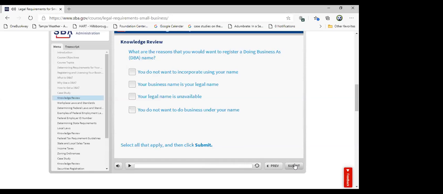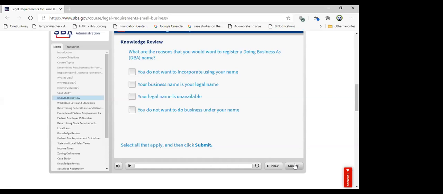Okay, which do y'all think is right? Do not want to incorporate using your name? Your business name is your legal name? Your legal name is unavailable? Do not want to do business under the name? Again, the way he phrased the question is, what are the reasons that you would want to register your name as a DBA?